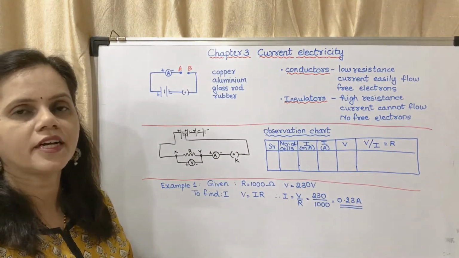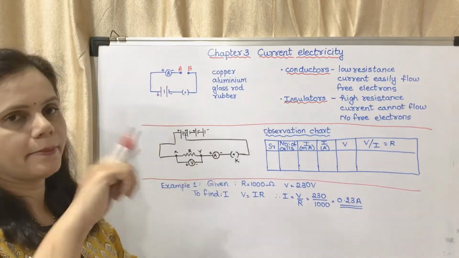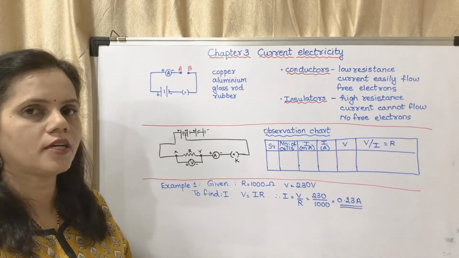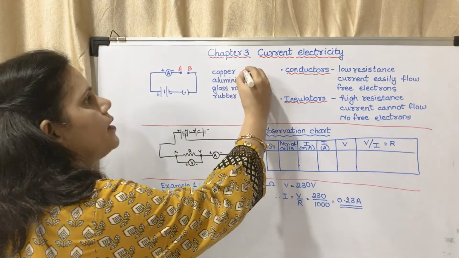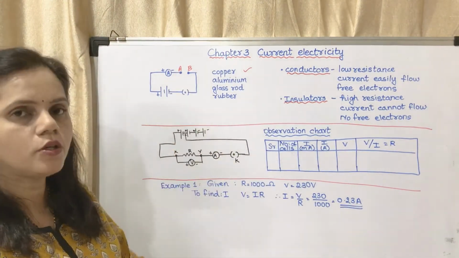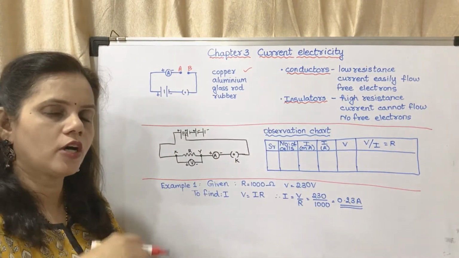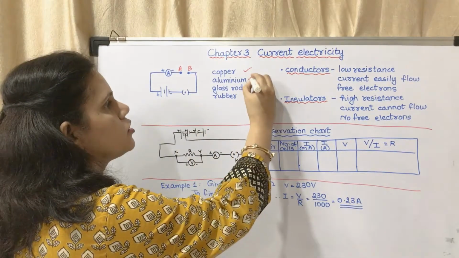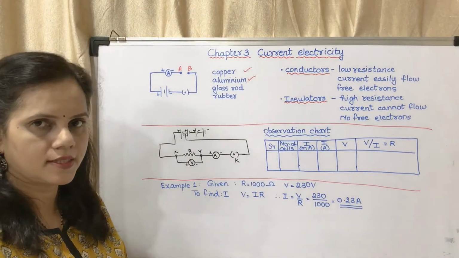What will happen if the current flows? If the current flows, the ammeter will show deflection. Okay, that means the current is flowing through the circuit. In copper, the current will flow. After that, you have to remove that copper and join aluminum wire. When you join the aluminum wire, then also the current will flow, isn't it?